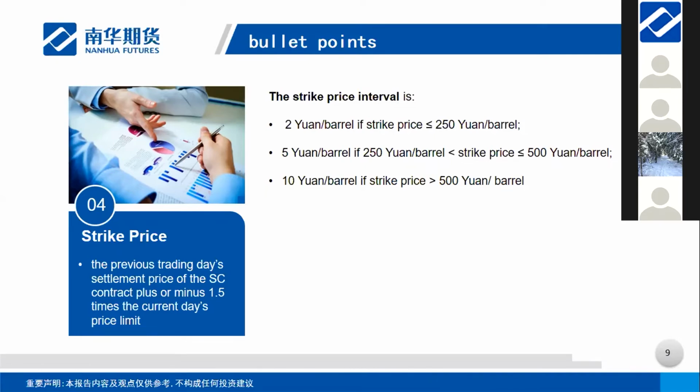And then the strike price interval will be different according to different strike price ranges. The interval is 2 yuan per barrel if the strike price is not larger than 250 yuan per barrel, and it is 5 yuan if the strike is between 250 and 500. When the strike price is larger than 500 yuan per barrel, the interval is 10 yuan.